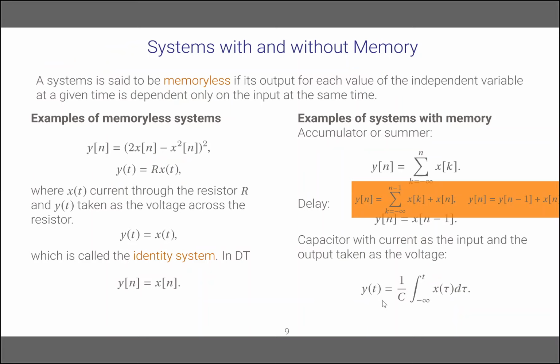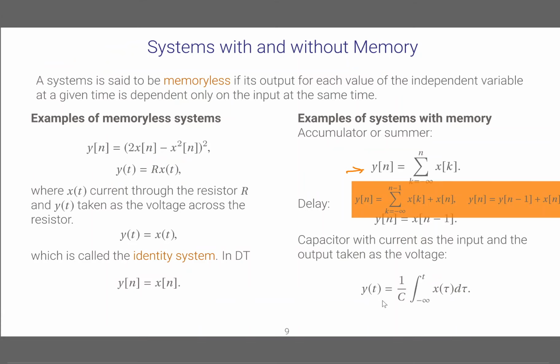Now if you look at this accumulator, it is good for us to know that we can write this as k goes from minus infinity to n minus 1 instead of n. Then separately write this x[n] corresponding to the n here. And then we realize that this part is actually equal to y[n-1]. So therefore the accumulator can alternatively be written as y[n] equals y[n-1] plus x[n]. So it is good to remember this.